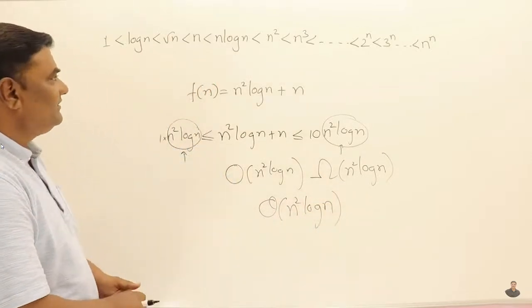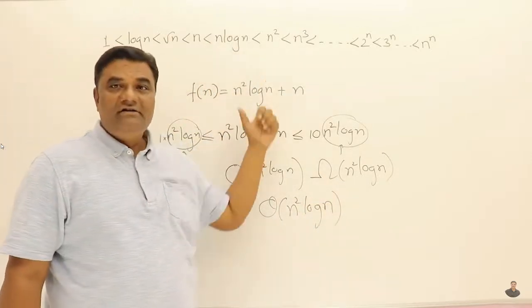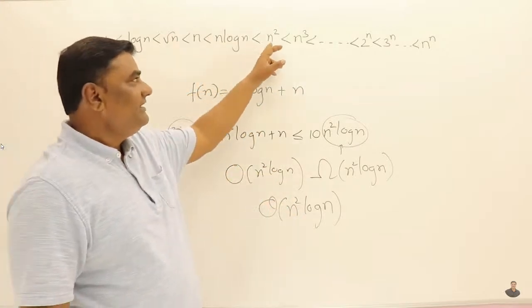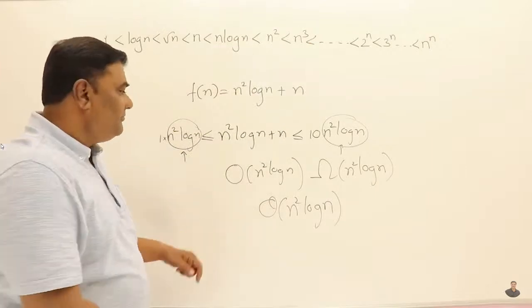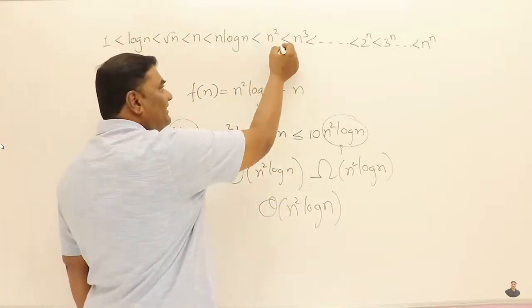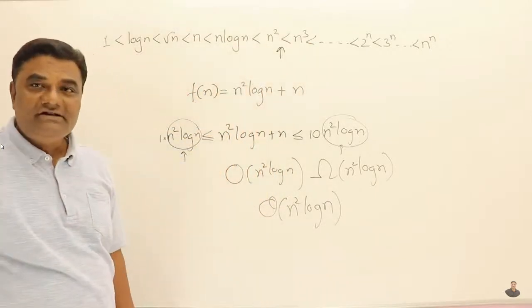Now if you observe in our orders, we have not written n squared log n. But n squared log n comes in between n squared and n cube. N squared log n is greater than n squared but less than n cube. So it's a combination of n squared and log n, and for this also you can specify a class in between those two.